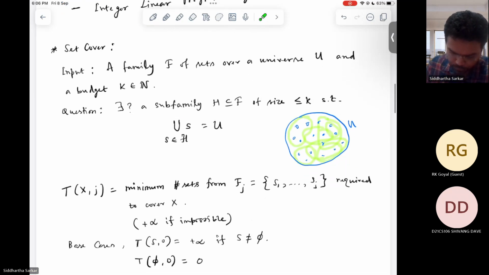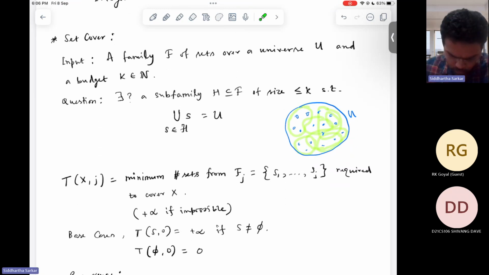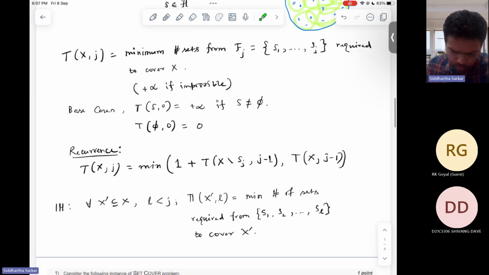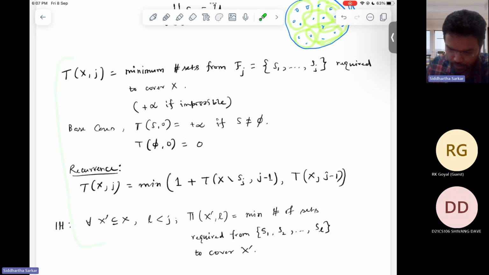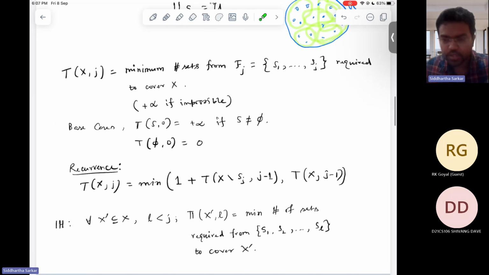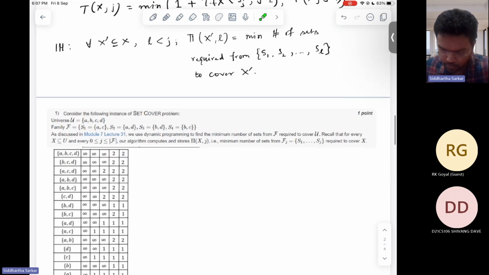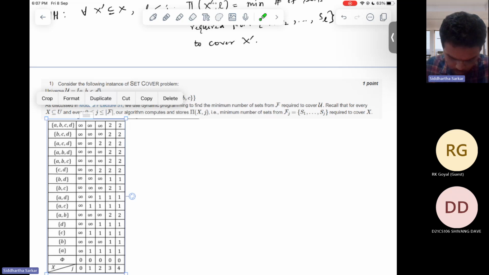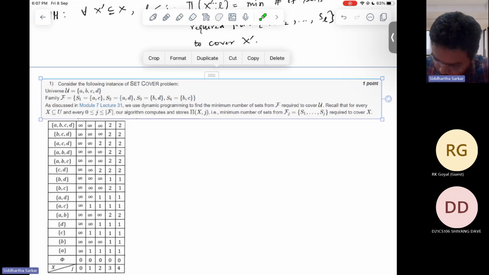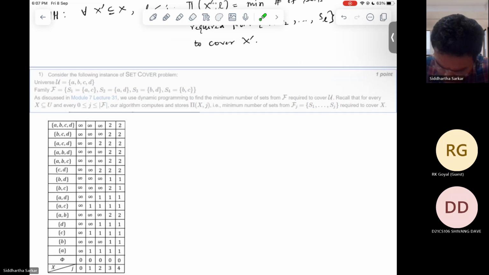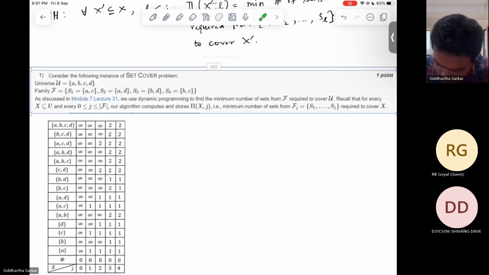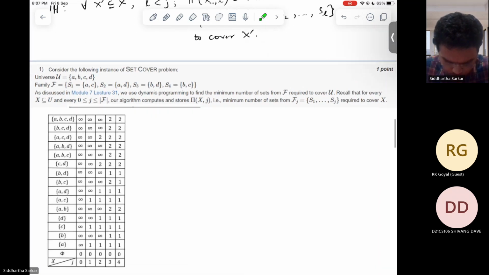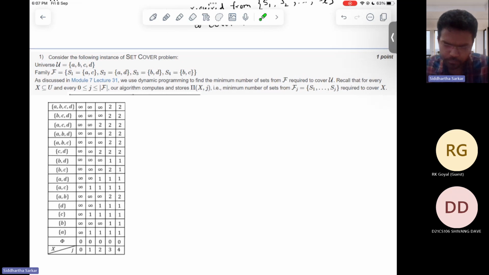To solve this problem, there is a dynamic programming approach which has been discussed in the videos. Before I go to the definition of dynamic programming, let us directly go to the question. Then we can visualize things better because we have some numbers. Let me make it slightly bigger. So this is a question.